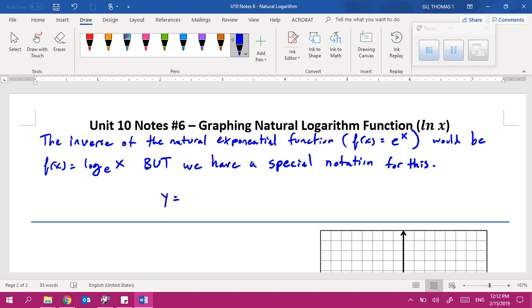So I'm going to write two equations here. Y equals ln of x. So ln of x is the same thing as log base E of x, okay? So when you have a base of E as your log, that's the same thing as ln of x. ln stands for natural log.